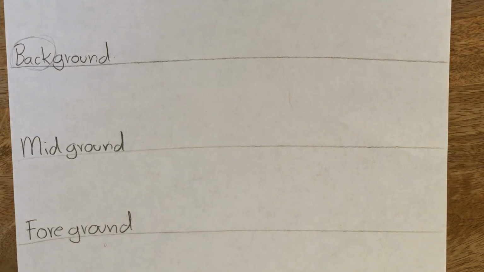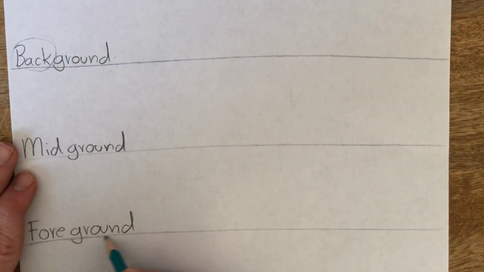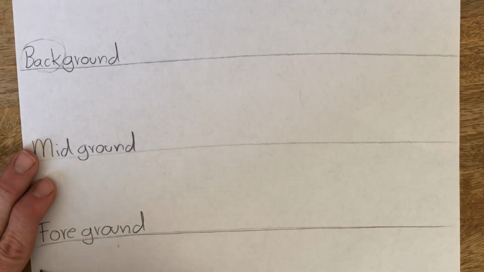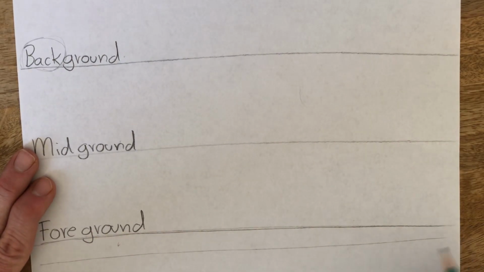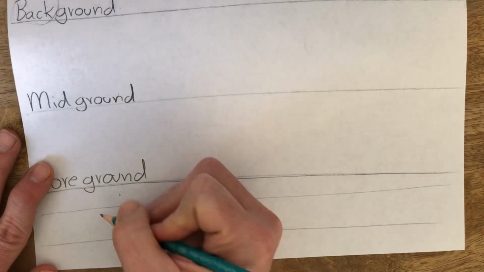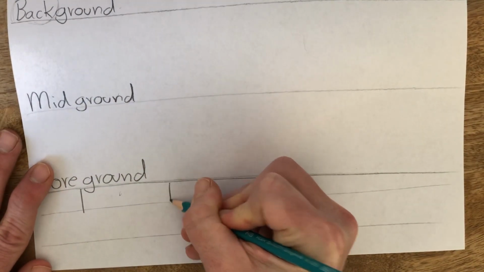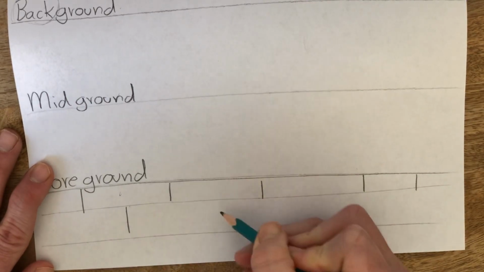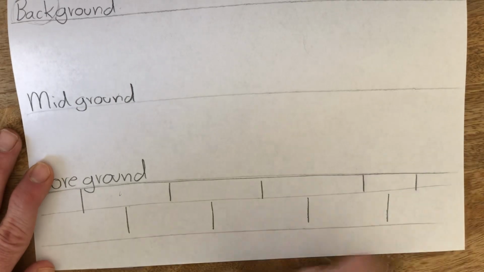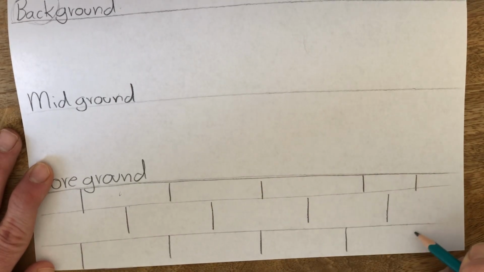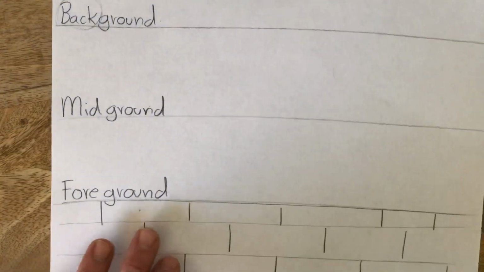So let's start off. I'm going to make this line again, and I'm going to turn this line into a brick wall. How I do that is by making several more horizontal lines, and then going vertical, vertical, vertical, vertical, vertical. Then in the middle of these lines, go vertical, vertical, vertical, vertical. And then back in the middle. And I have a brick wall.